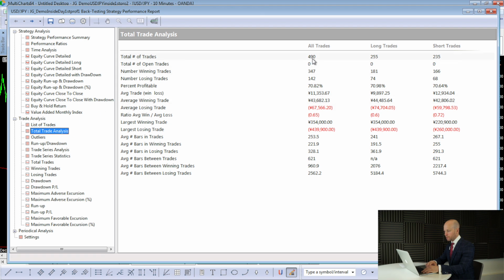We've got 490 trades, so a few less trades. But look, the average trade's gone up to 11,000 now, so that's increased quite a lot. And our percent profitable has gone right up to 70% from 50 odd before. So that's really pleasing straight away.